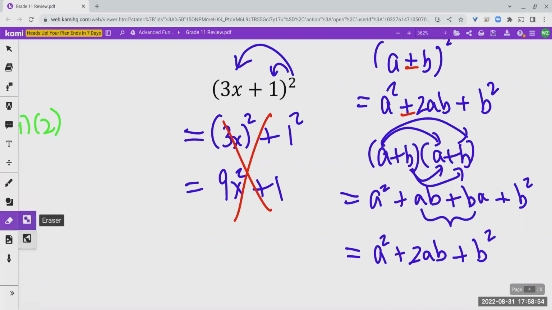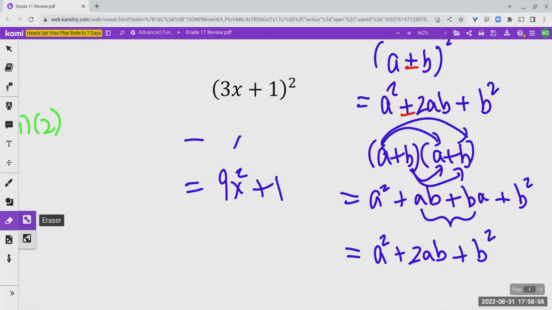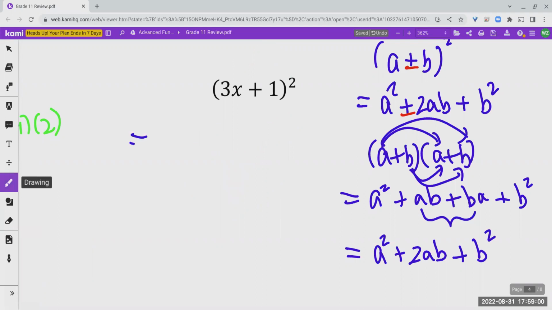I'm going to erase the wrong answer here and solve this properly. Okay, I'm just going to use the formula because it's just faster that way. A squared, so 3x is our a in this case, so square that. Make sure you have the brackets though. If you don't have the brackets, you will only square the x, you will not square 3. Okay, plus 2ab, so 2 times our a, which is 3x, our b is 1, plus b squared, 1 squared.